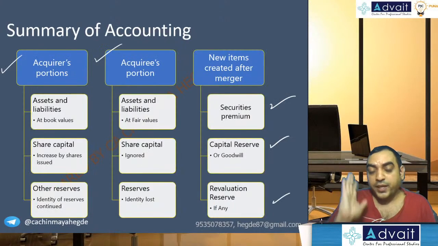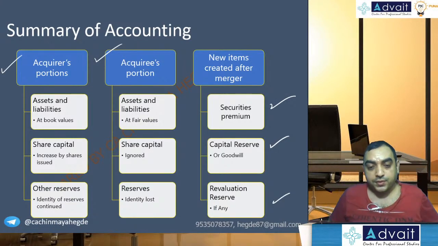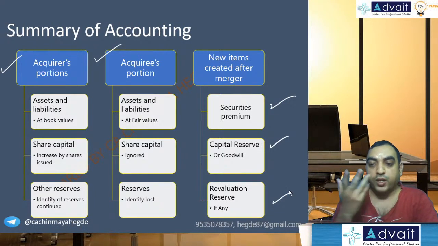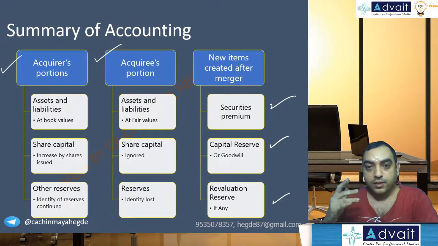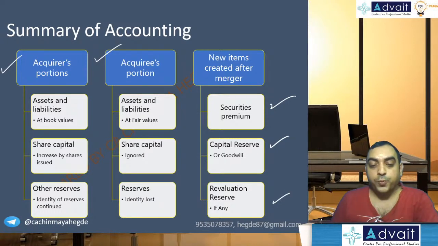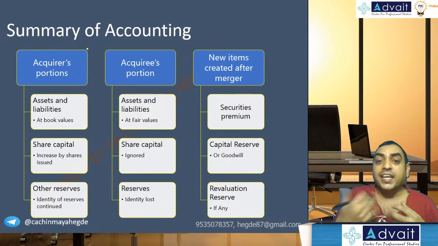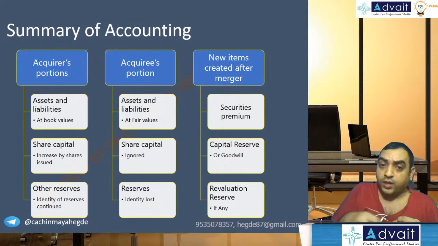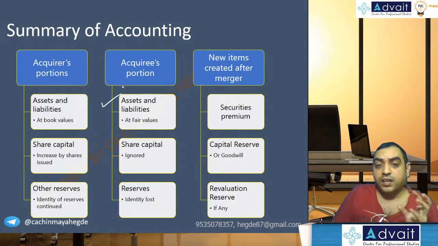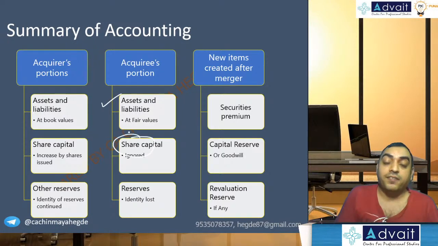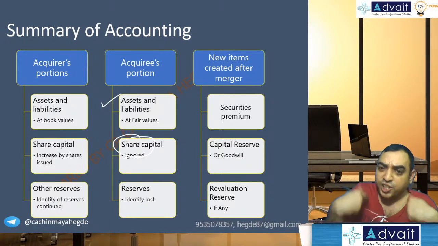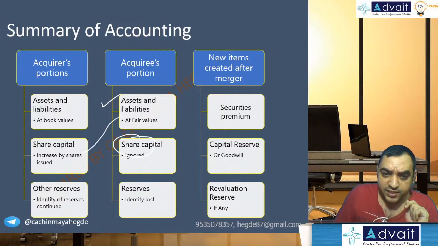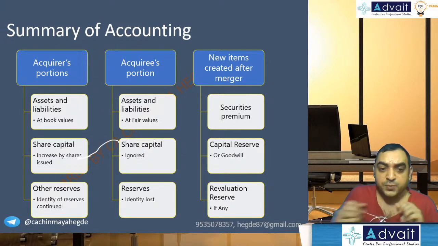Okay, so you may take down these points, or you can take a picture of this. Acquiree's portion: acquiree means the target company, which is being taken over. Acquiree's assets and liabilities are taken over at fair values. Share capital of acquiree is not relevant, because if A takes over B, B's share capital is not important, because A will issue its shares, which we have already considered here as increased by shares issued. So share capital is ignored.